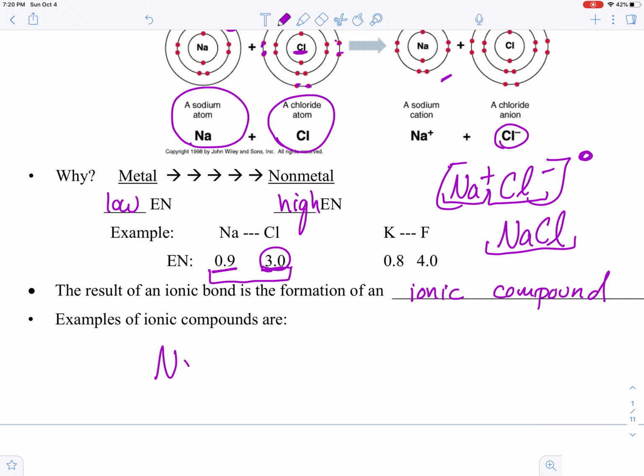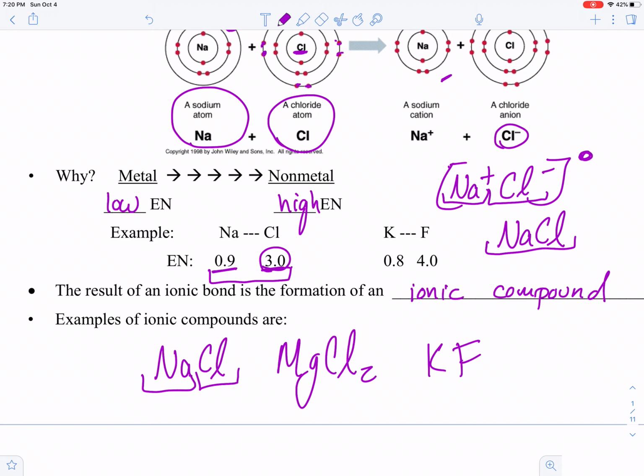Some examples are NaCl, magnesium chloride, potassium fluoride. But basically it has to be a metal attached to a nonmetal. So those are ionic compounds.